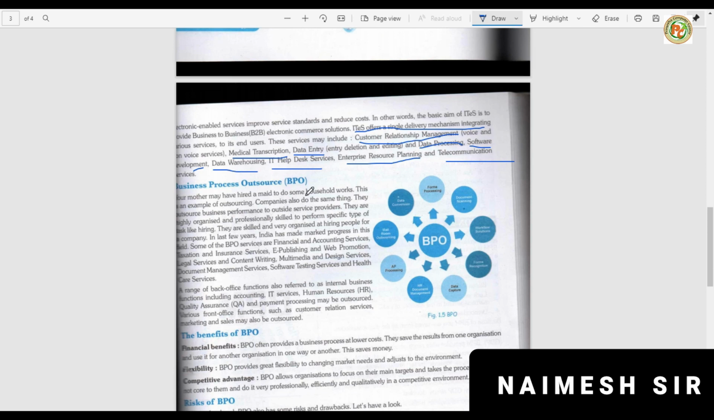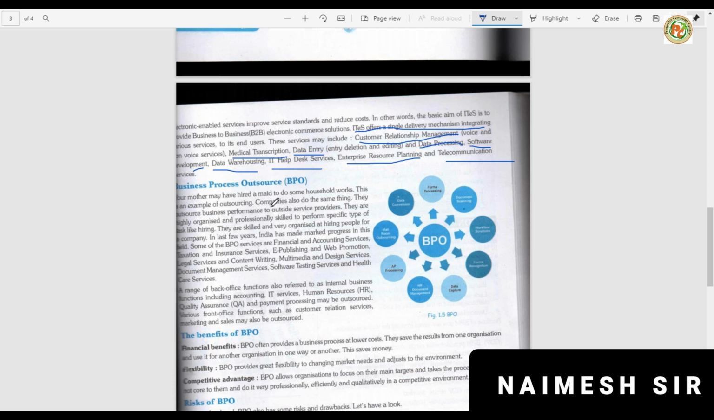From that we are going to learn BPO. BPO means business process outsourcing. For example, your mother may have hired a maid to do some household work. This is an example of outsourcing, because you are giving your task, your work, to another person, and for that you are going to pay them, right? So it is called outsourcing.